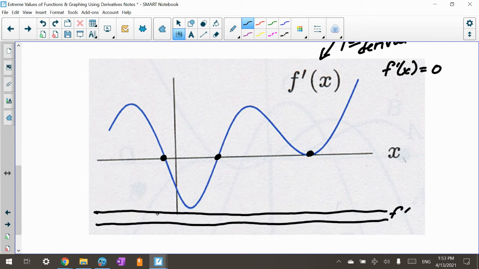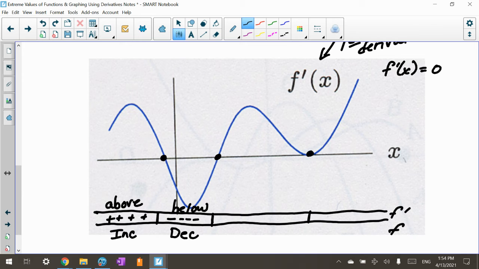So right here are where it's 0, okay? Right here, this is above the graph, so my slopes are positive. This means my original function of f, so this is what we're talking about down here, is increasing. Here, it's below the graph. So if below, that means my slopes are negative. That means my original function is decreasing.